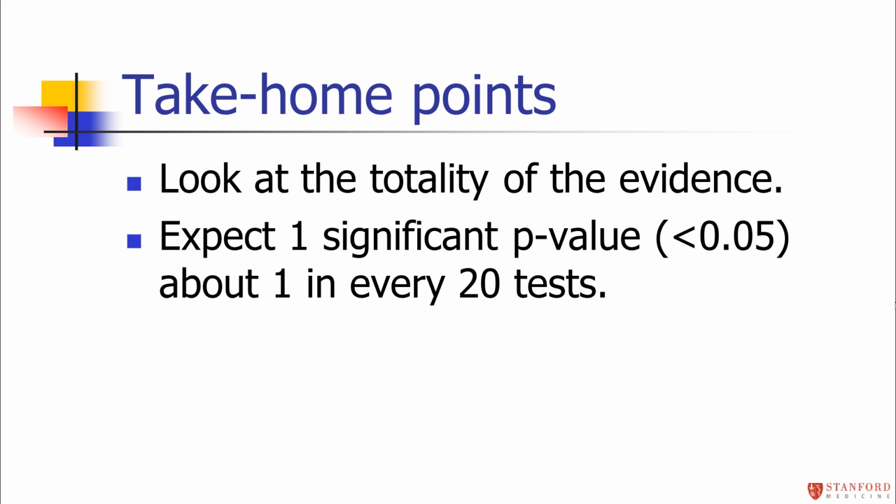Take-home point here is you've got to look at the totality of the evidence. If there are tons and tons of non-significant p-values, but one significant p-value in a sea of non-significant p-values, don't be that impressed by that. Authors tend to want to just jump in and say, oh, I'm going to look in my data until I can find a significant p-value. Well, some of those significant p-values are just chance. So don't be that impressed by one significant p-value out of a sea of non-significant p-values. Expect about one significant p-value in about 1 of every 20 tests if there's nothing going on in the data, if there are no effects.